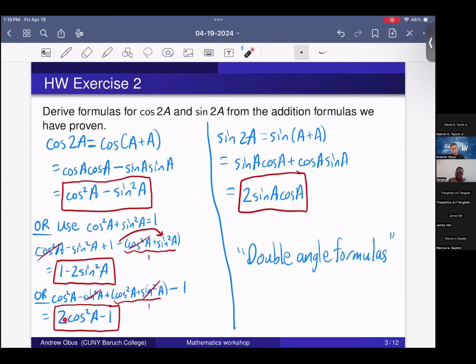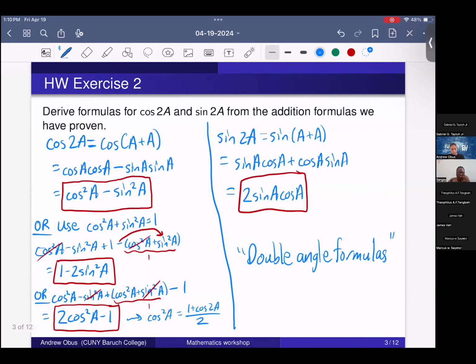So let's see. What do we have? That says that cosine of 2a equals 2 cosine squared a minus 1. So let me just rewrite this. This gives us that cosine squared a is equal to 1 plus cosine of 2a over 2, right? So let's see what happens.